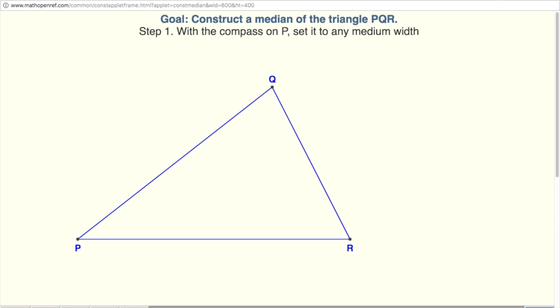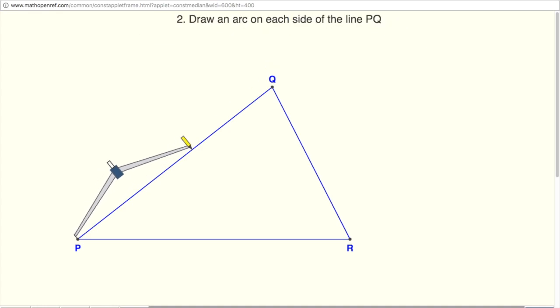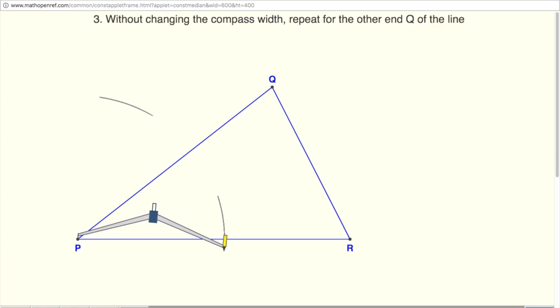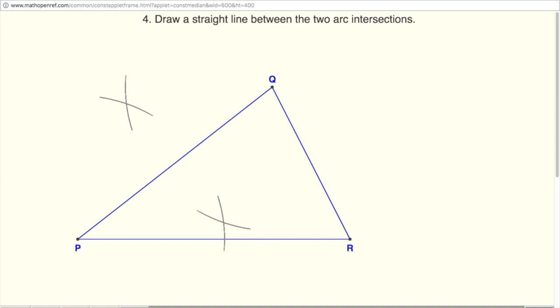So, step one. With the compass on P, set it to any medium width, any decently sized width. Draw an arc on each side of the line PQ. Without changing the compass width, do the same thing for Q. And you should have two intersections. Now draw a straight line between the two arc intersections. If you remember, this is creating a perpendicular bisector. Now draw a straight line from S to the opposite vertex of the triangle.